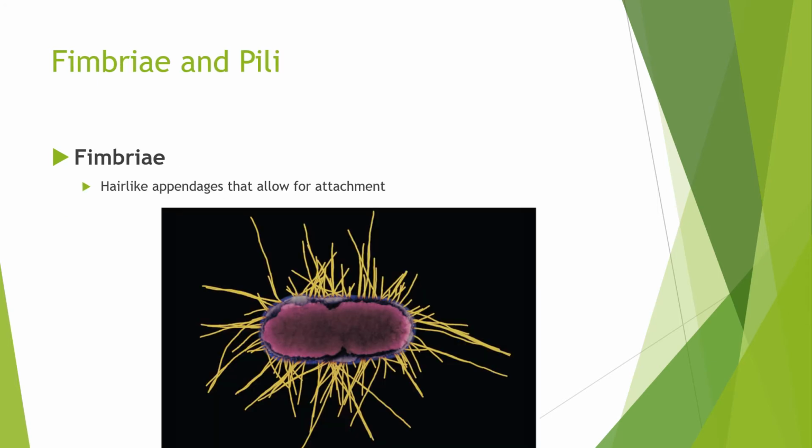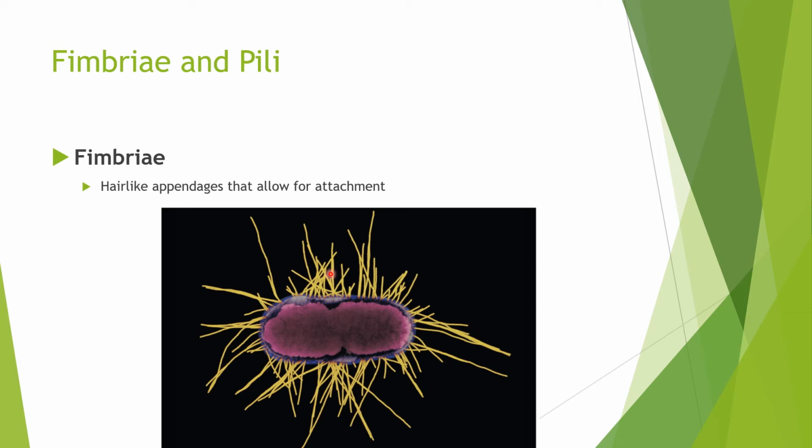Now, some bacteria have what's known as fimbriae, and those fimbriae, as you can see, surround the surface of the bacteria. Fimbriae are hair-like appendages, and they allow for attachment. They basically have a tendency to adhere. They allow the bacteria to adhere to other bacteria, or to adhere to surfaces.